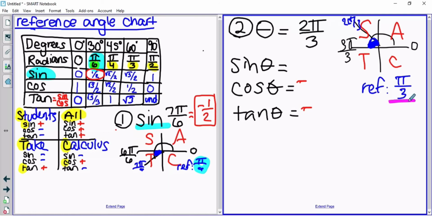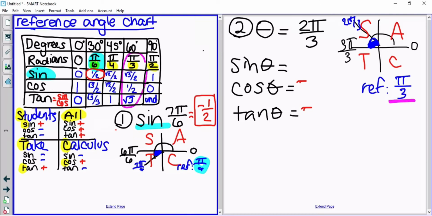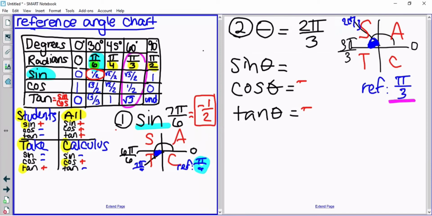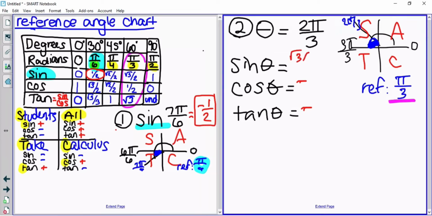So I am looking here. And I can say for my final answer, just look down the chart right there, my sine is going to be the square root of 3 over 2. My cosine is going to be negative 1/2, and my tangent is going to be negative root 3. All right, let's try just one more problem.